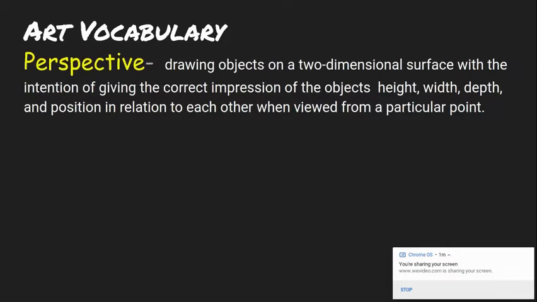Perspective. When we talk about perspective, we're talking about drawing objects on a two-dimensional surface with the intention of giving them the correct impression of the object's height, width, depth, and position in relation to each other when viewed from a particular point of view.